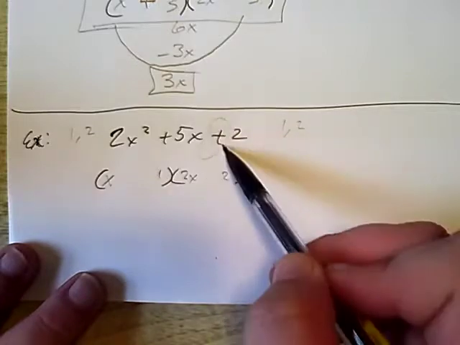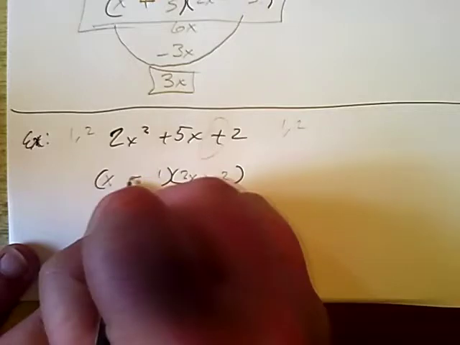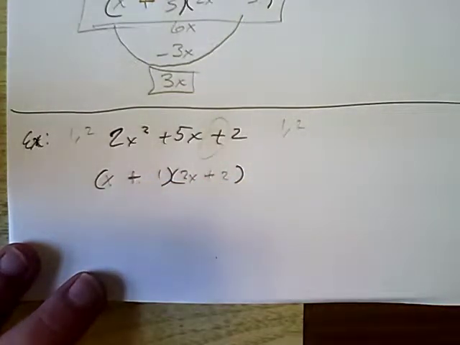My second sign is a positive. So these signs have to be the same. And they're both going to be pluses. So I got a plus and a plus. And now I have to check.